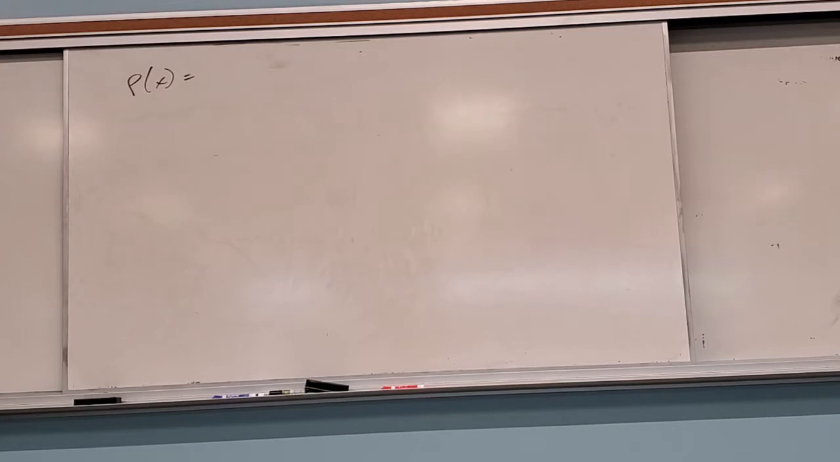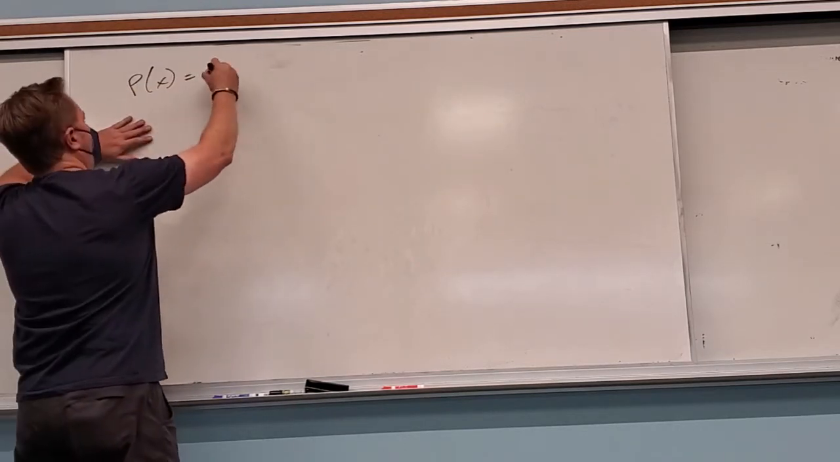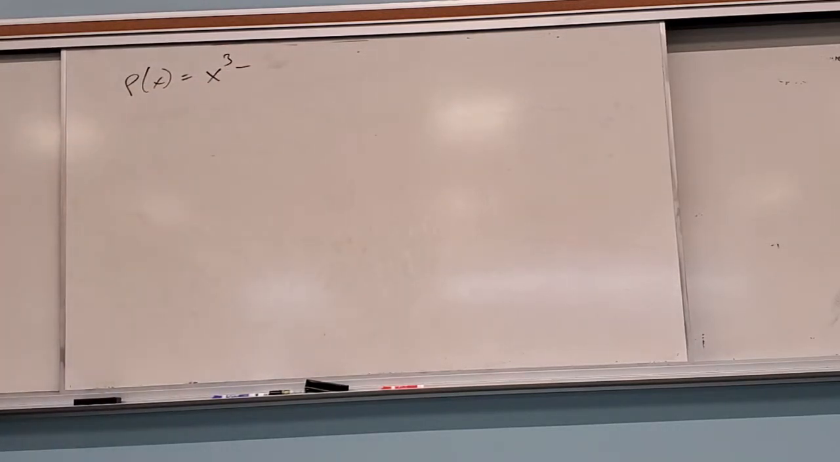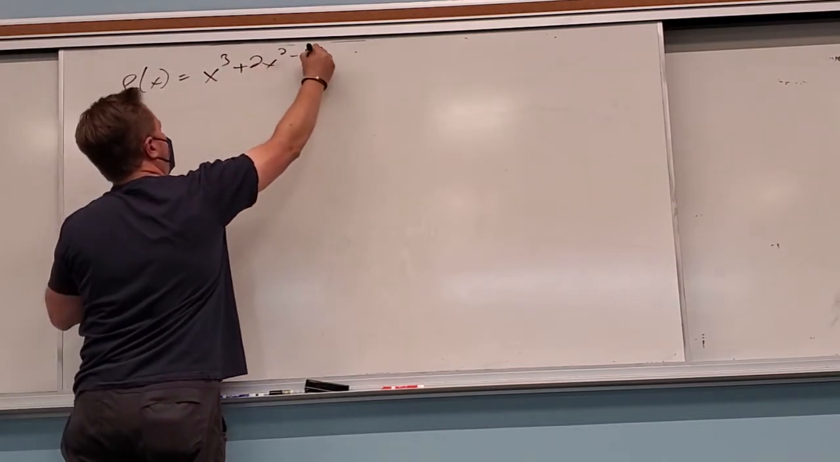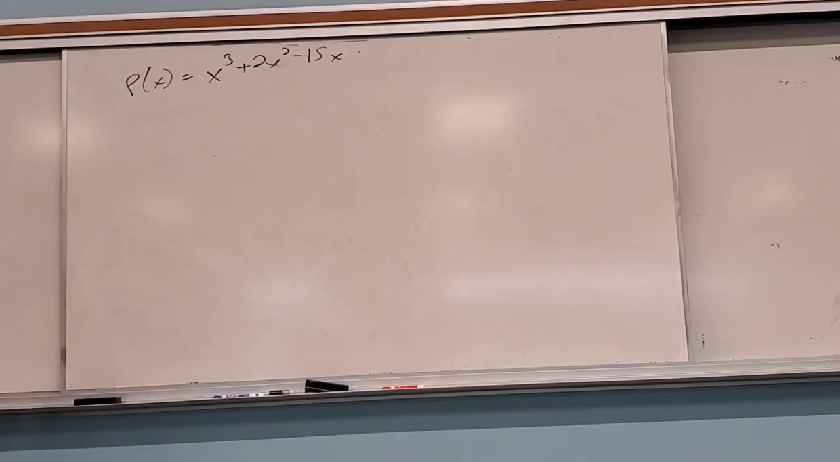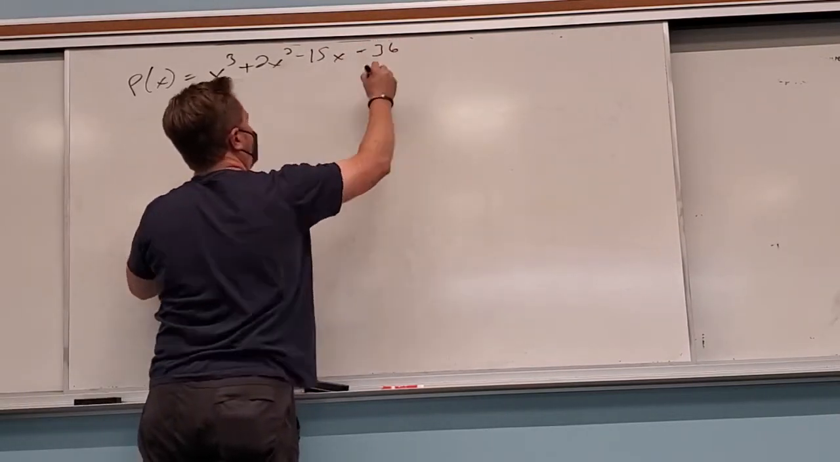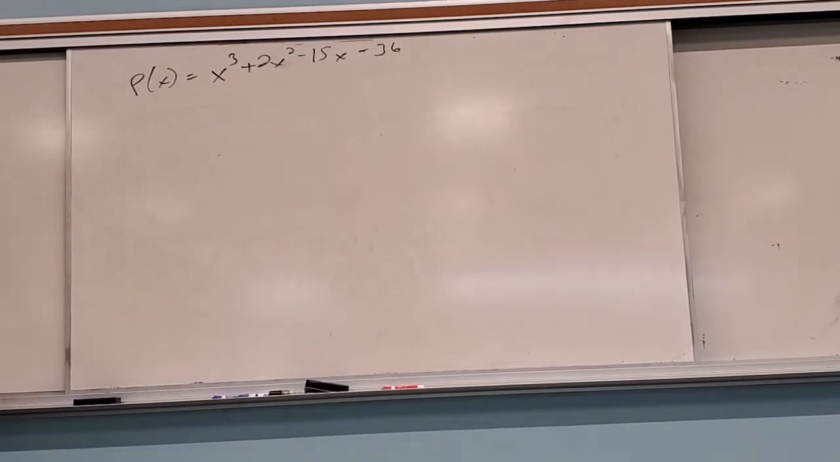Okay, hopefully that works. Okay, let's see. x cubed plus 2x squared minus 15x minus 36. Okay. Yeah. Nice and gross. Okay.